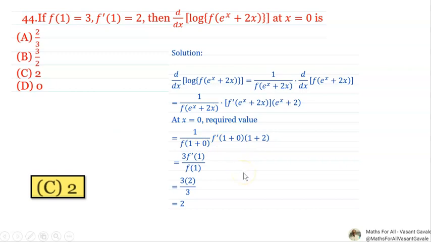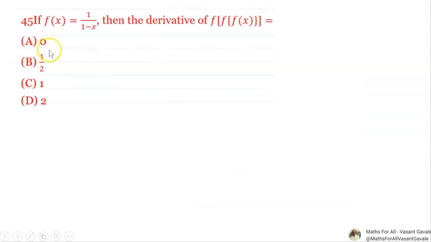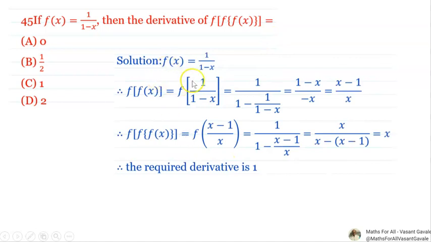Now the next question. If f of x is equals to 1 upon 1 minus x, then the derivative of f of x is equals to. इथे composite function आहे. Okay. Now see this here. f of x म्हणजे काय तर 1 upon 1 minus x. f of x आता पहिल्यांदा आपण हा पार्ट एवढा बघणार. f of x, but what is f of x? 1 upon 1 minus x.